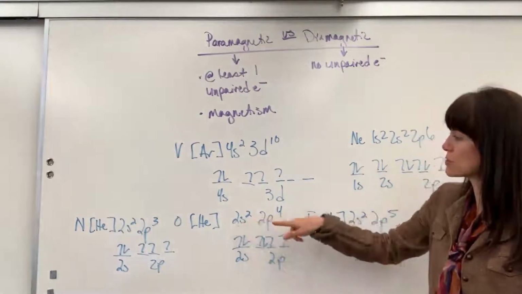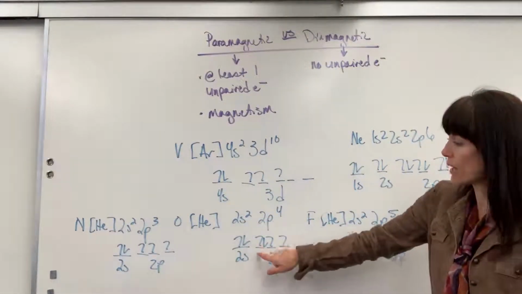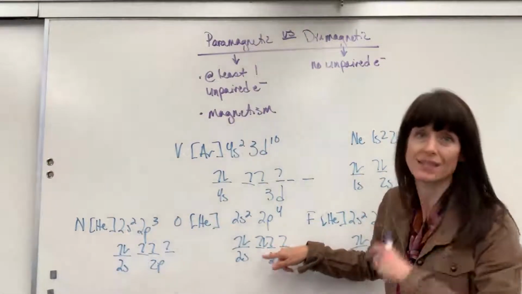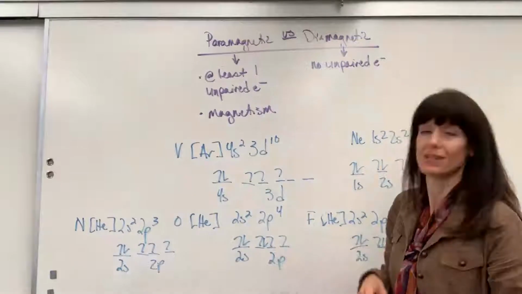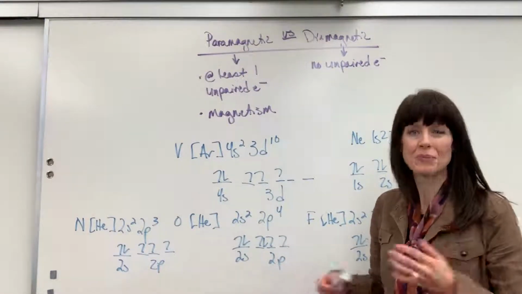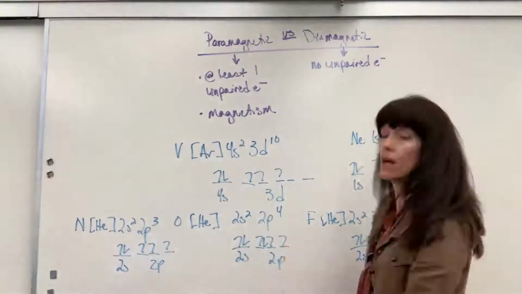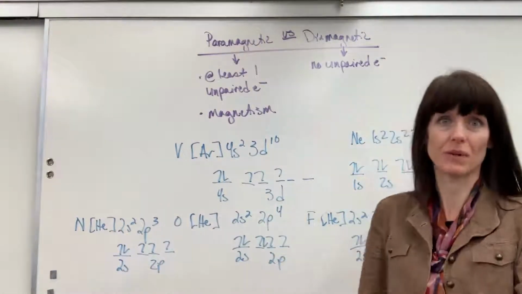Oxygen, 2s2 2p4. So I went up, 1, 2, 3, and then the fourth one, that's where it had to double up, since I have 1 electron in each of the 3 orbitals. So this has 2 unpaired electrons. Still paramagnetic because there are 2 unpaired electrons.